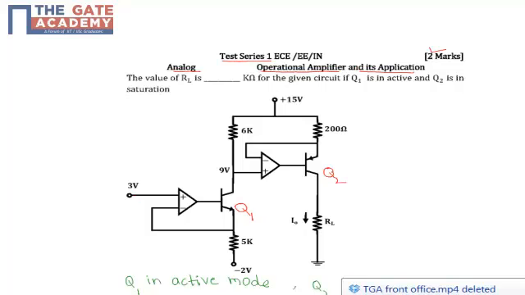The collector terminal of transistor Q2 is connected with one resistance RL. We need to calculate this RL value. The other end of this transistor is grounded. The base terminal of Q2 is connected to one op amp. The positive terminal of this op amp is connected to 9 volts, and the Q1 transistor is connected to a 200 ohm resistance and a 6K resistance. They both are connected to a power supply of 15 volts.